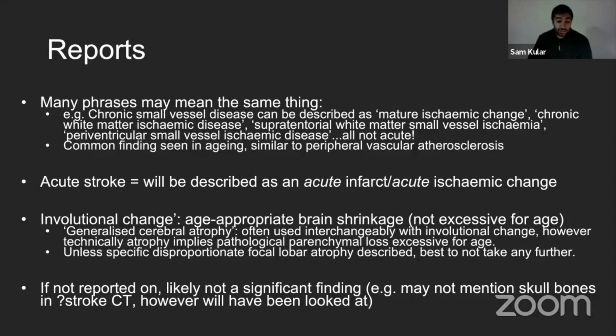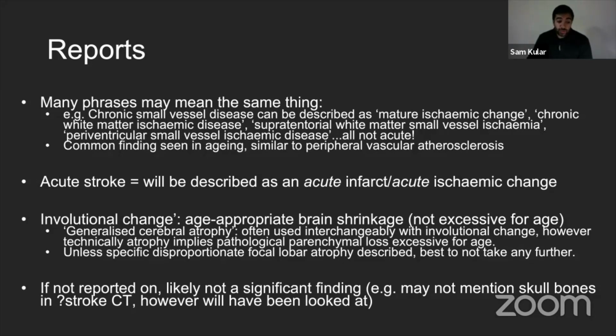Again, it's not anything to be particularly concerned about unless they specifically mention a disproportionate focal atrophy of a particular lobe or pattern of lobes, and that's when it may require further investigation. But generalized cerebral atrophy probably wouldn't require any further investigations. And again, if it's not reported on, it's likely not to be a significant finding.